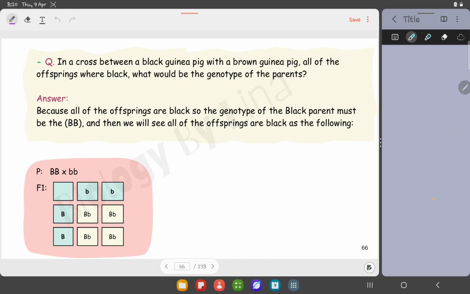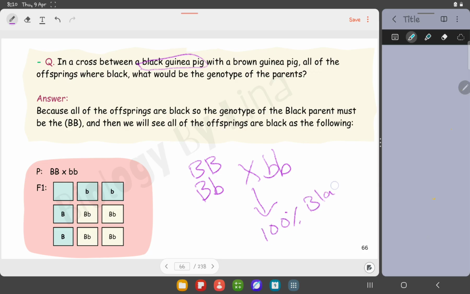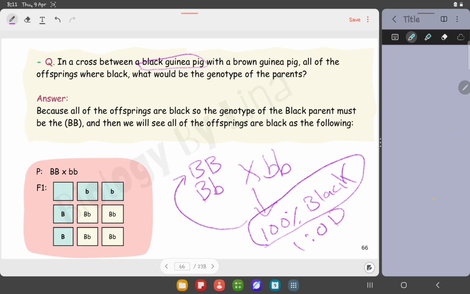The other example that we have is a cross between a black guinea pig, and still, as we said before, we don't know if the black is B capital B capital or B capital B small because it's dominant. And we cross it with a brown guinea pig. The brown is B small. All of the offspring were black, so 100% are black. And there is no other phenotype, there is no brown in it. So at that time, if you get 100%, or 1 to 0, the dominant trait appears in the offspring. It means our parent is what? The parent will be B capital B capital. It's not B capital B small.